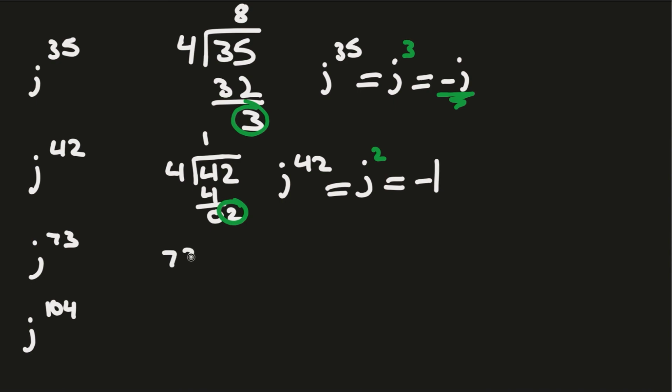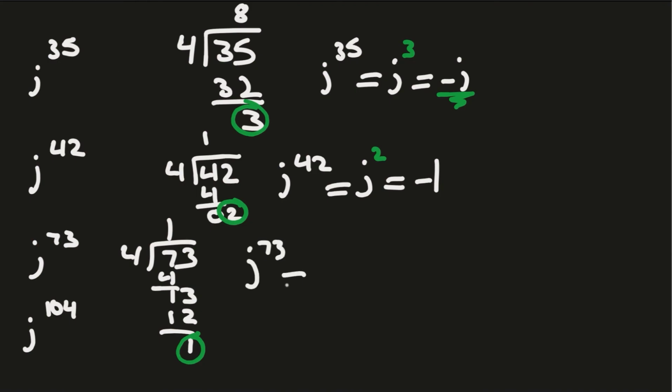So 73 over 4, simplify, our remainder is 1. So I to the power of 73 equals I to the power of 1, or just I. So this would be our final result.